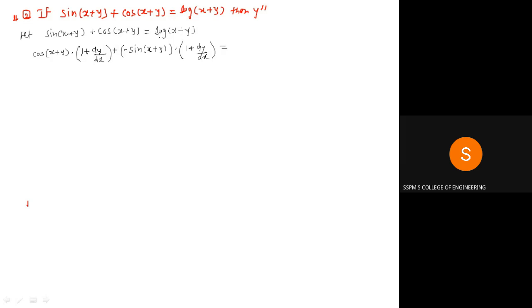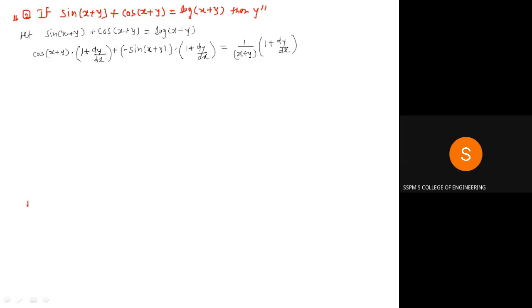Next, apply it to the log. So what is the derivative of log? 1 upon x plus y, into the derivative of x plus y, which is 1 plus dy by dx.